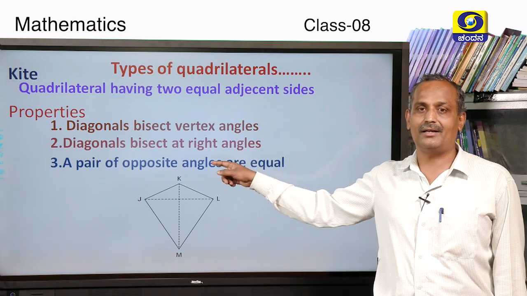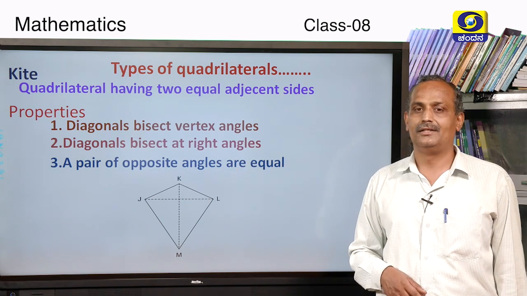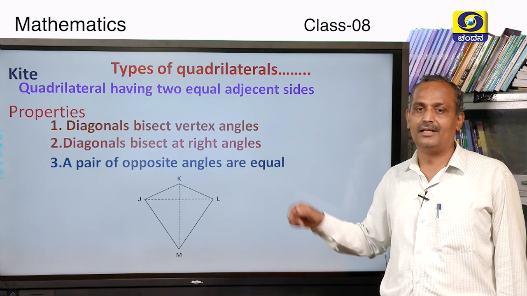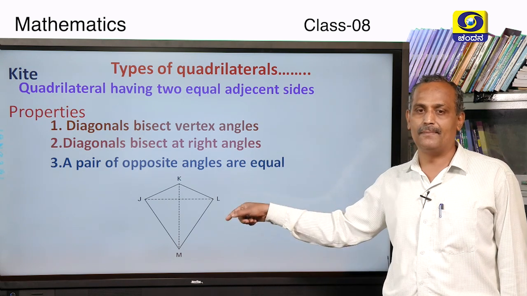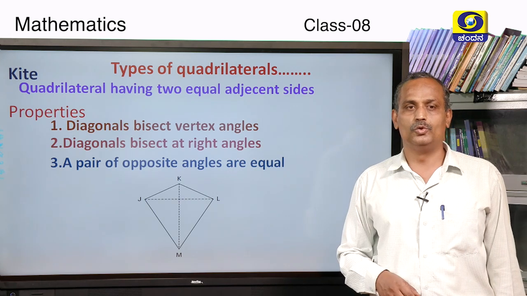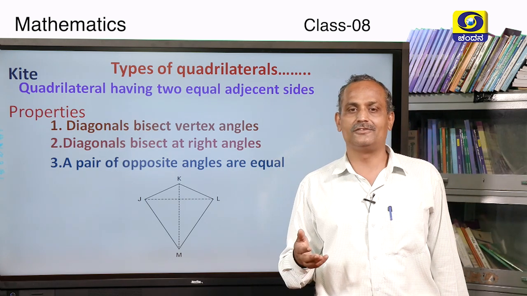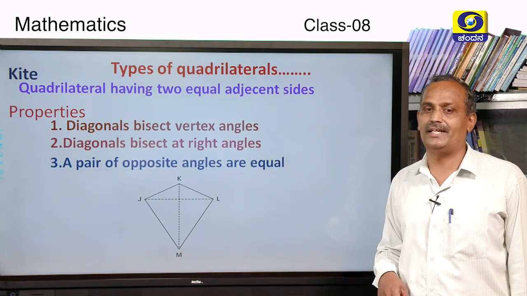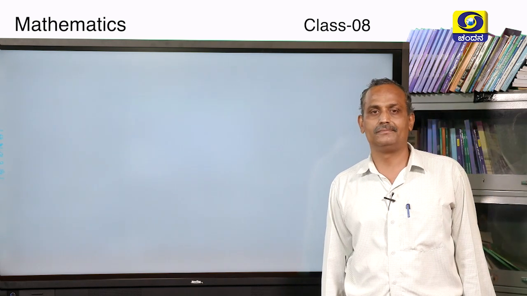So, we can define it. A quadrilateral having two equal adjacent sides is a kite. Which are the adjacent sides here? KJ and KL are adjacent sides, and they are equal. Similarly, JM and ML are adjacent sides, and they are equal. So, a kite is a quadrilateral, which means it has four sides, and two pairs of adjacent sides are equal. Now, let us move further with the types of quadrilaterals.